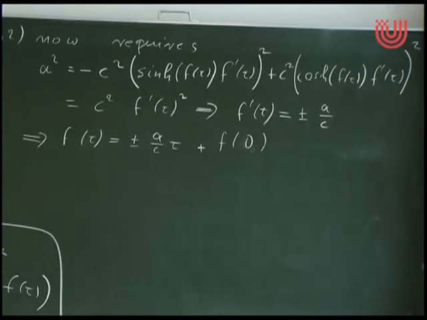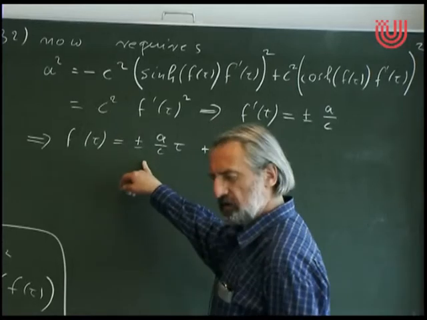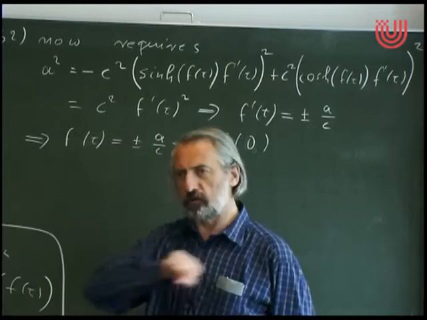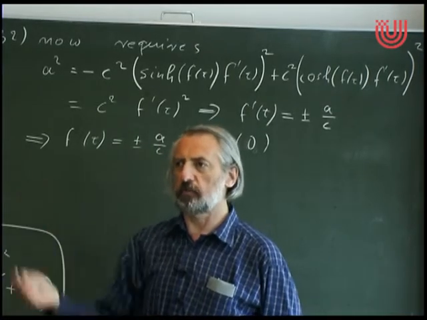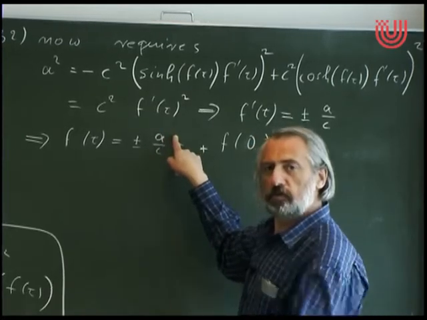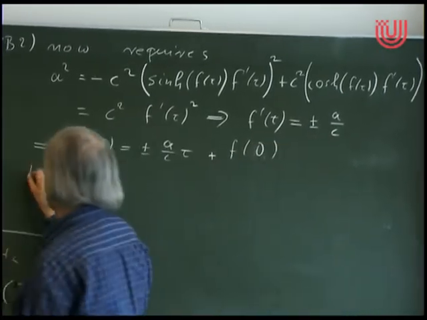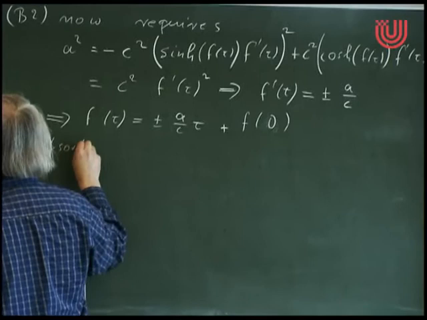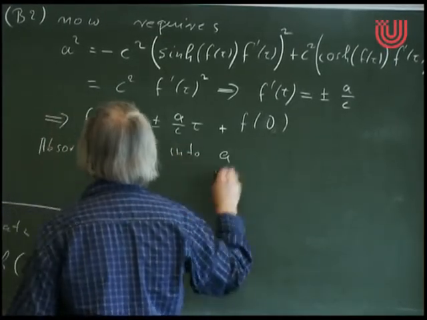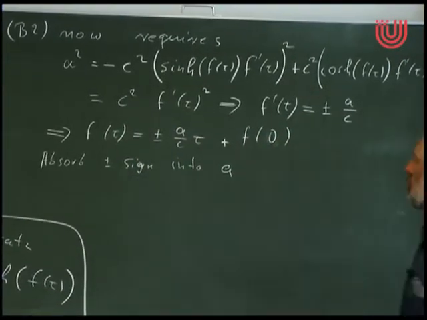So that's the solution. Well, so there are two ambiguities. There's a plus minus sign here. Well, that's easily understood because I can have the acceleration in the positive x direction or in the negative x direction. That's why I get a plus minus sign. I can absorb this into the a. Let's agree to take a positive if it's in the positive x direction, and a negative if it's in the negative x direction. So absorb the plus minus sign into a. So a can be positive or negative, depending on whether the acceleration is this way or that way.